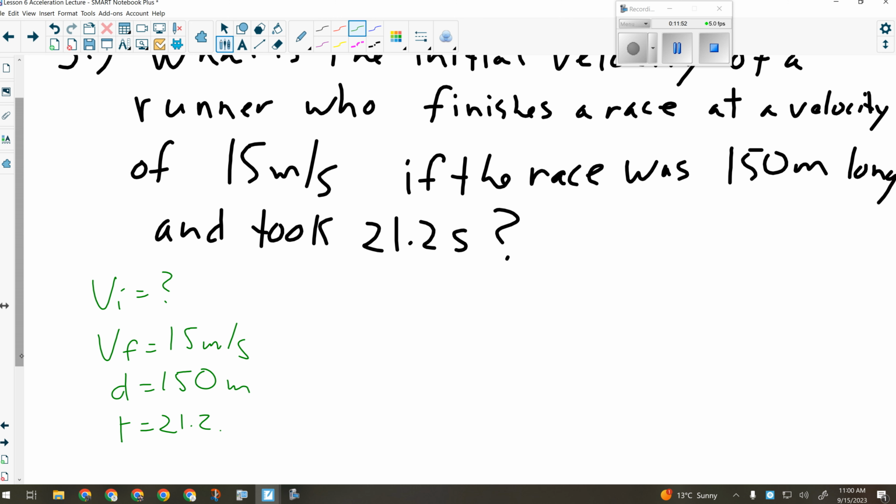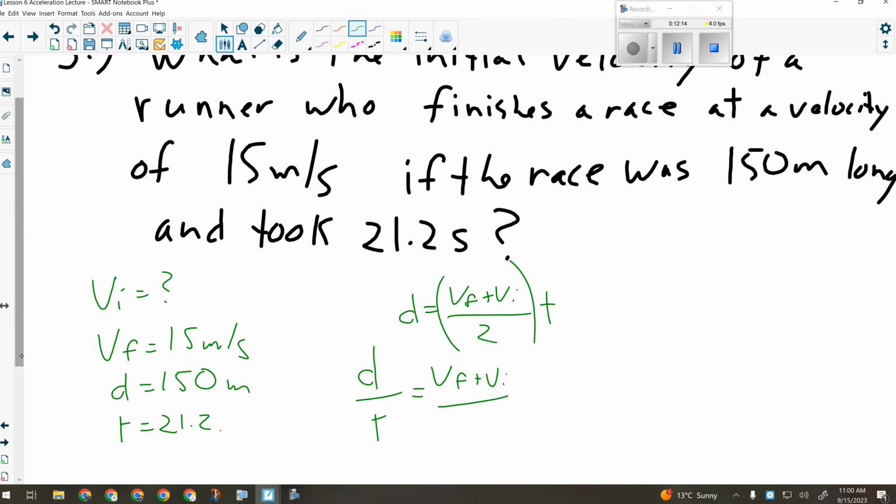Chris, what formula do I use? Displacement equals velocity initial plus velocity final over 2 multiplied by t. Yeah, exactly. That one doesn't have acceleration in it, which is good because I don't have it either. So I'm looking for Vi. First thing I want to do is divide both sides by t. So d over t equals average velocity, Vf plus Vi over 2. Then I'd multiply both sides by 2, and then I would subtract Vf. So Vi equals 2d over t minus Vf.